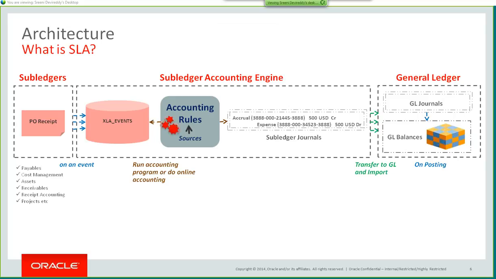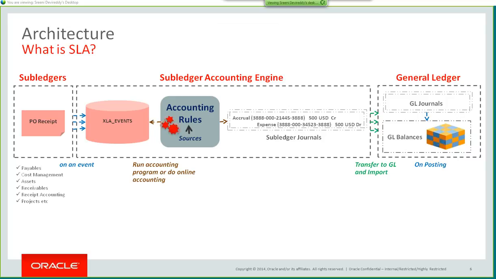This all happens in the background. So all of these processes can be scheduled. So you can schedule an accounting job. You can schedule a transfer job and import job, and you can schedule the posting job. So you probably schedule them once an hour or once in 2 hours, whatever, depending on your need, or end of the day.